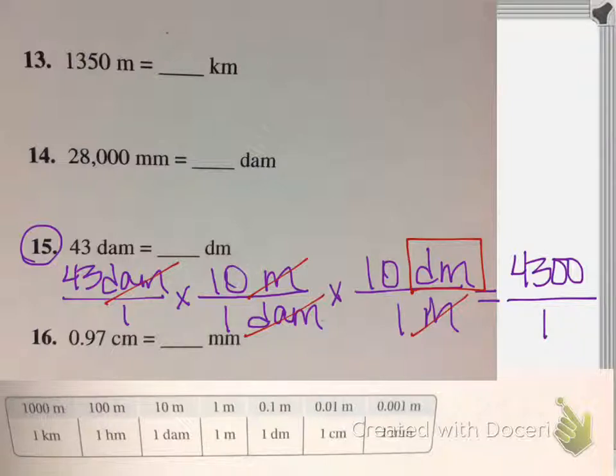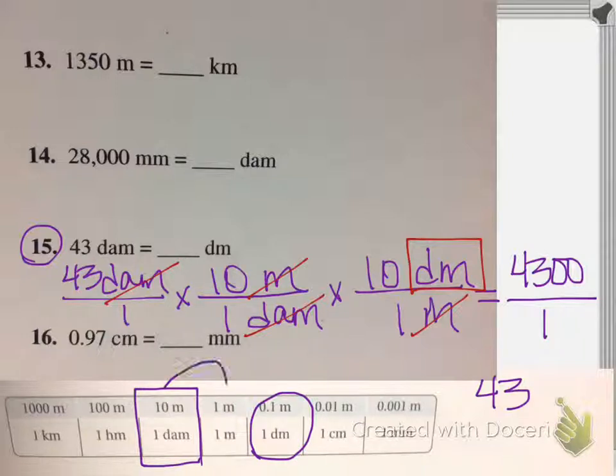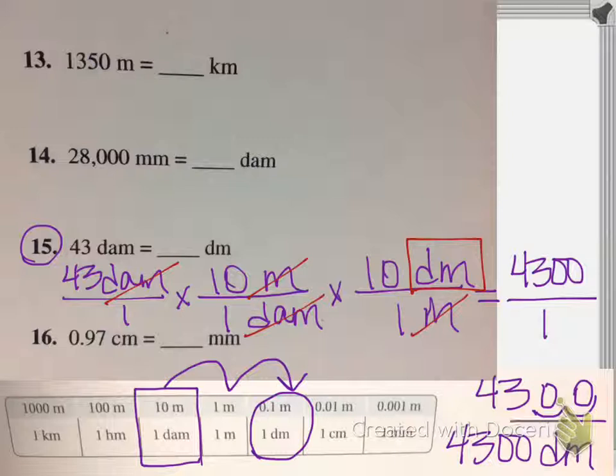And if I started with 43 decameters, that's right here, and I'm going to decimeters, which is right here, I actually have to move my decimal point 2 places to the right. So 2 places to the right gives me 4,300 decimeters as my final answer.